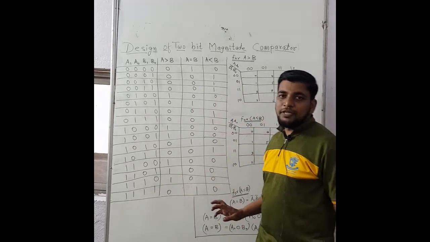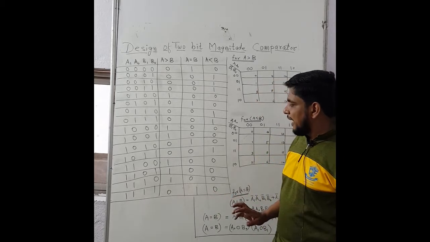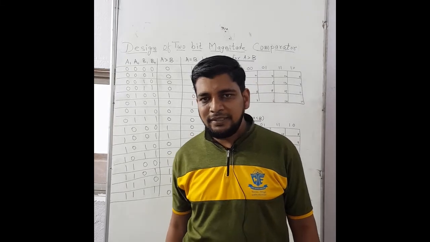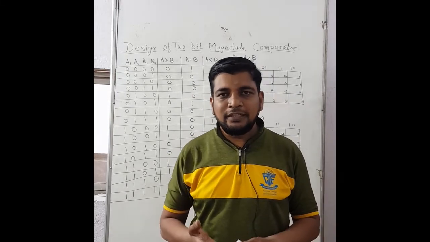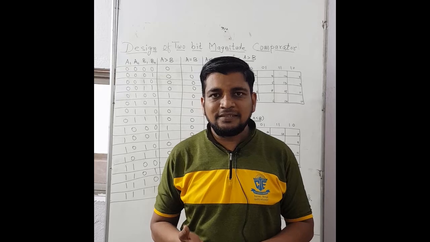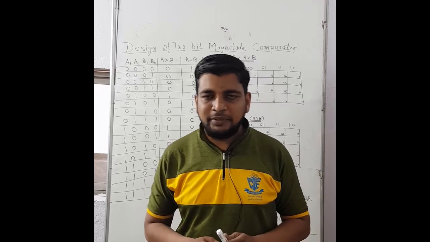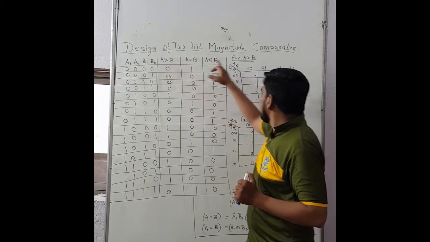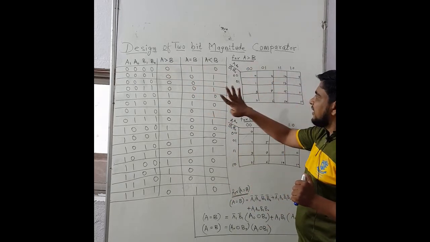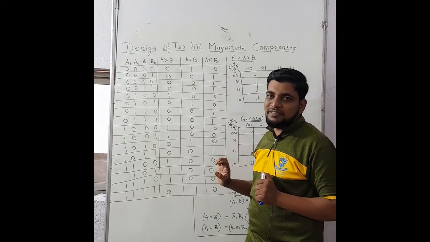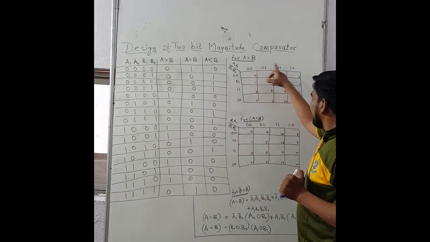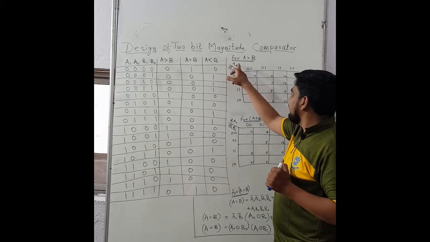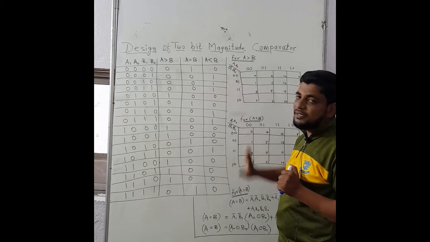In this way, first we will draw the truth table. Next is the minimization technique. Now we will minimize all these expressions of A greater than B, A equal to B, and A less than B with the help of the Karnaugh map technique. First we will see the Karnaugh map for A greater than B. For A greater than B, a 4 variable Karnaugh map is required, having 16 cells. On the MSB side we are writing A1 A0, and on the LSB side we are writing B1 B0.